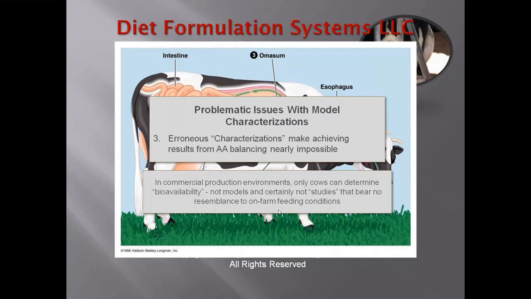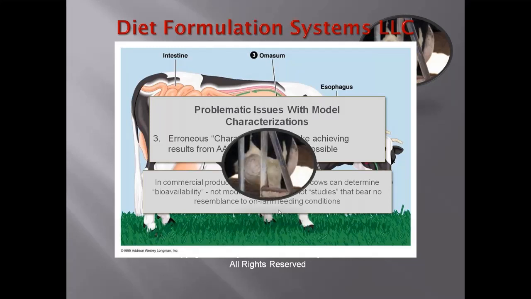So in commercial production environments, only cows can determine bioavailability, not models, and certainly not studies that bear no resemblance to on-farm feeding conditions. The cow is giving us the straight picture because the product and the modeling is going through an actual on-farm process to get to the cow. We formulate it that way. So she gives us the verdict.